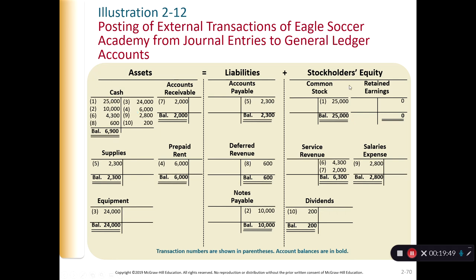Okay, so this is all the T accounts put together, right? Here are the asset T accounts, and every one has its balance. And this is all the liability T accounts put together. This is what it looks like. And all the stockholder equity accounts put together. This is the external transactions of Eagle Academy from journal entries to general ledger accounts.